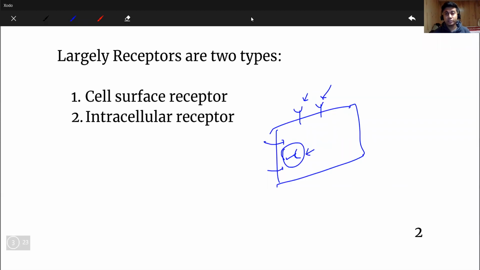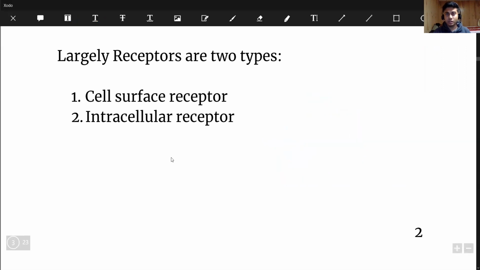So what type of molecule can pass through the cell membrane? Either the molecule is very small, or the molecule is lipophilic. That means they're lipid soluble. They can pass through the lipid and they can bind to their intracellular receptor. So largely, receptors are two types: cell surface receptor and intracellular receptor.